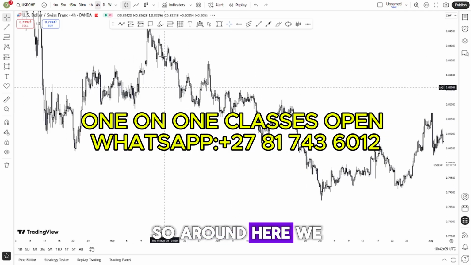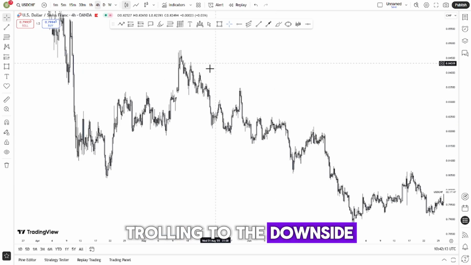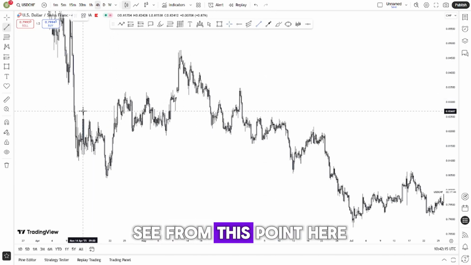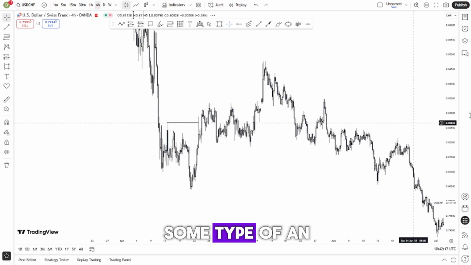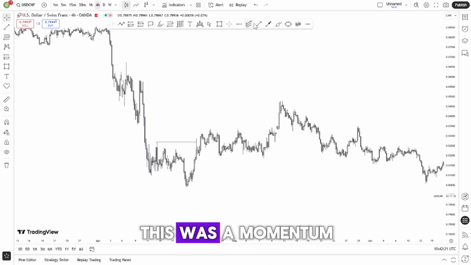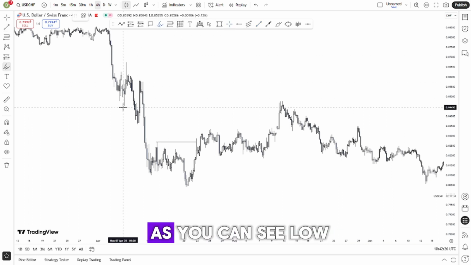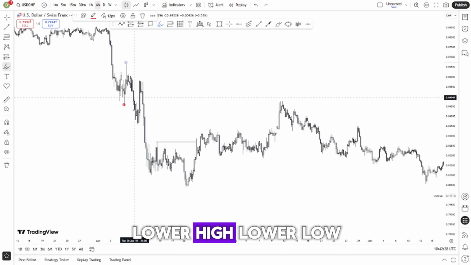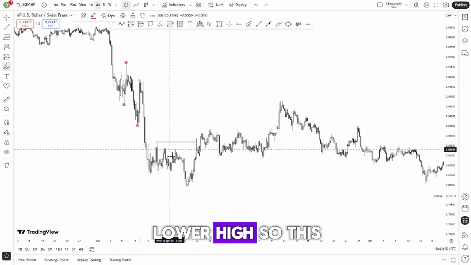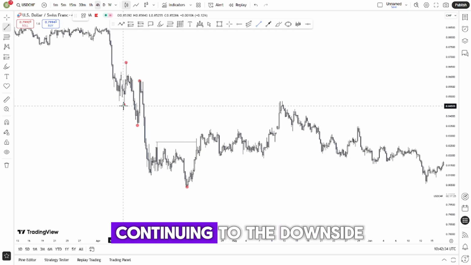So around here we had the market pushing up and then we started rolling to the downside. As you can see from this point here, we had some type of an internal change of character. As you can see previously, this was a momentum to the downside, so we can just use this marker here. As you can see, lower high, lower low, lower high. So this was a lower low right there. So the market was continuing to the downside.